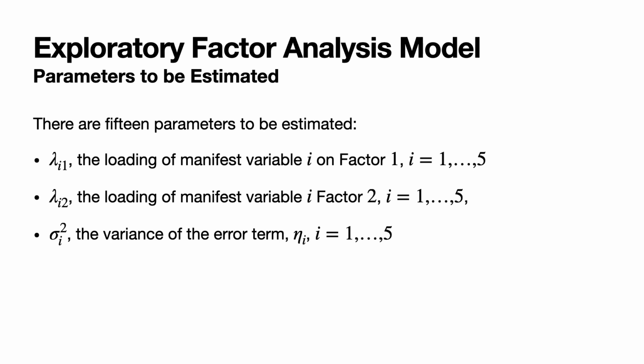Now, in this model, there are 15 parameters to be estimated. Lambda i1, i going from 1 to 5, the loading of manifest variable i on factor 1. And so we have 5 parameters there. We also have lambda i2, i going from 1 to 5, the loading of manifest variable i on factor 2. And so that gives us 5 more parameters. And then finally, we have sigma squared sub i, i going from 1 to 5, where sigma squared sub i is the variance of error term eta sub i. And so that gives us 5 more parameters. And so we have 15 parameters total to be estimated.